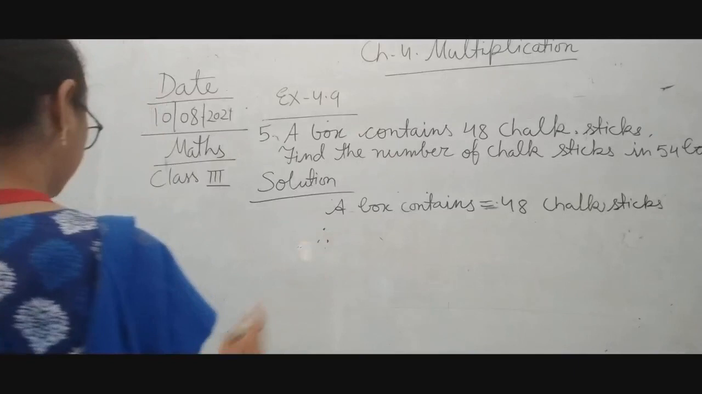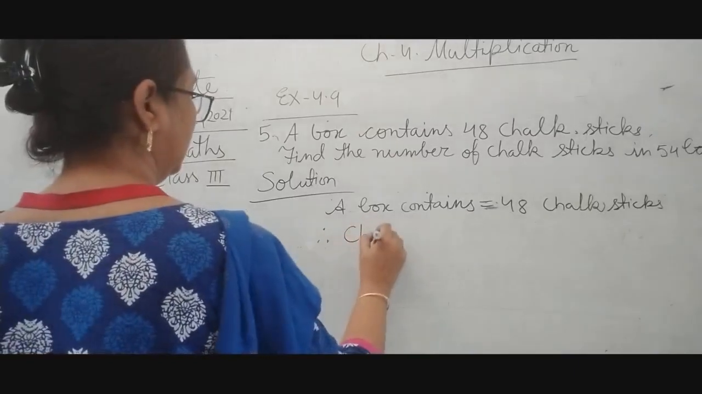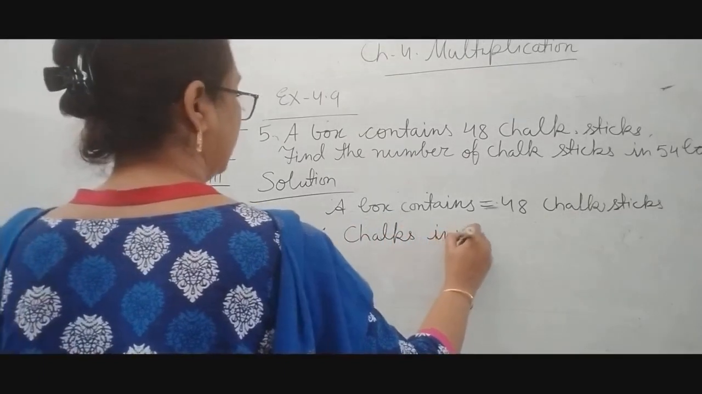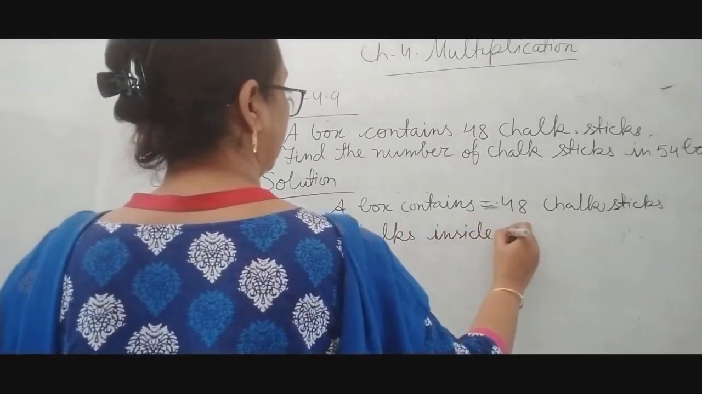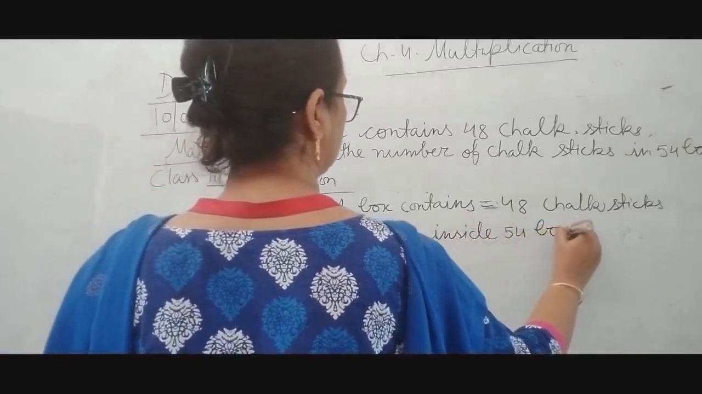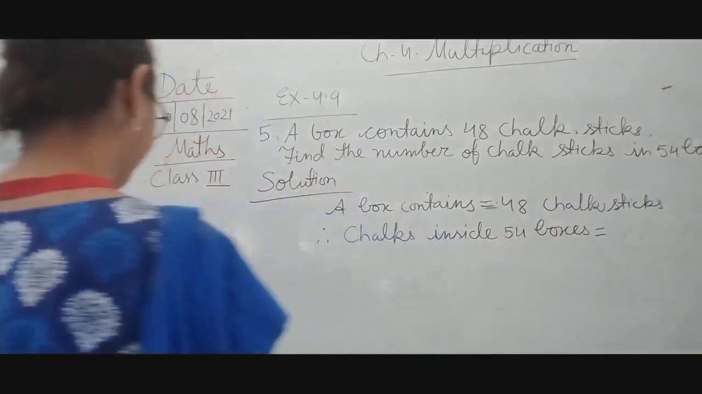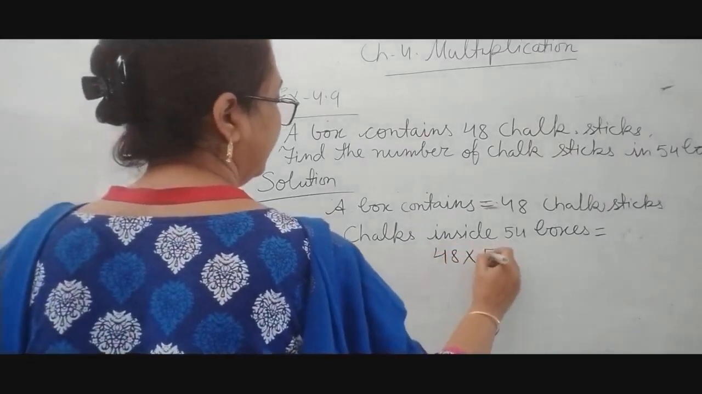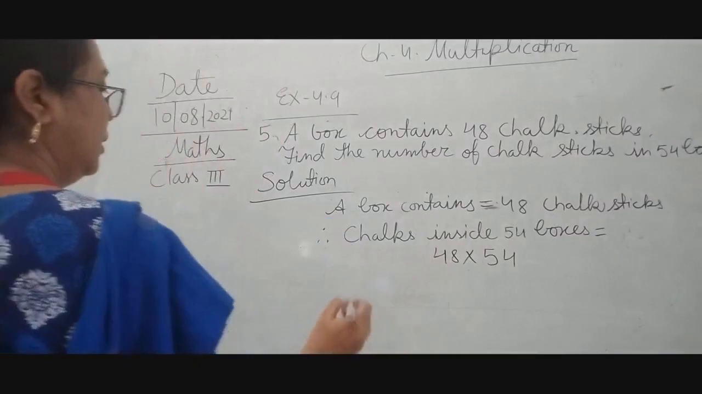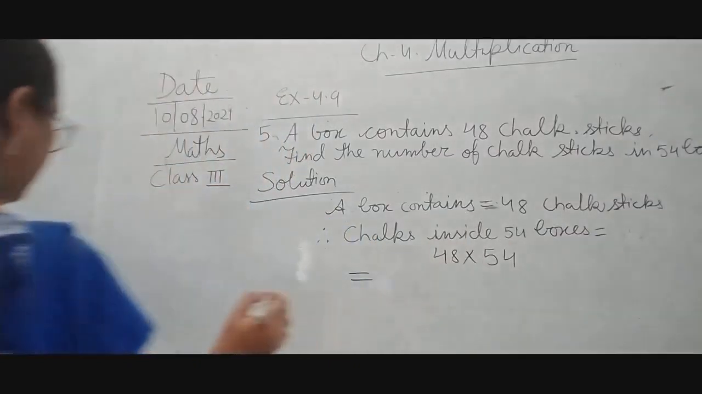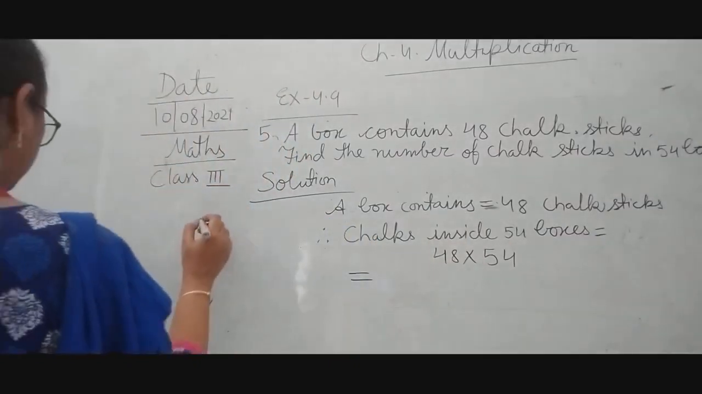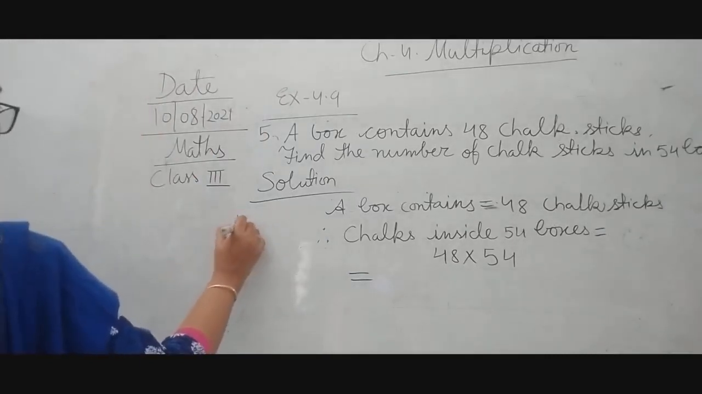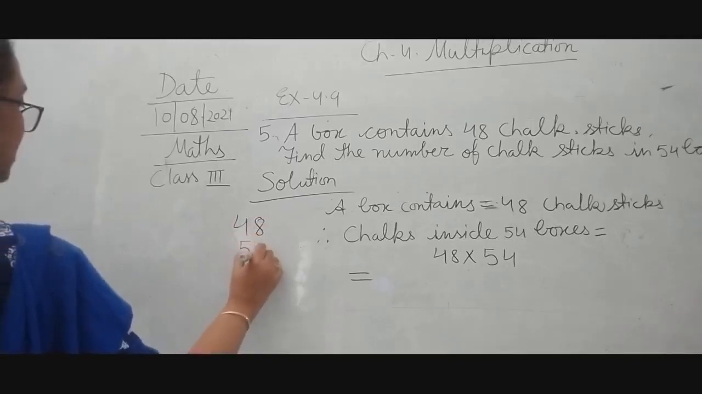Therefore, chalks inside 54 boxes equal to 48 multiplied by 54. First we will write over here 48 multiplied by 54. So we are going to multiply first.